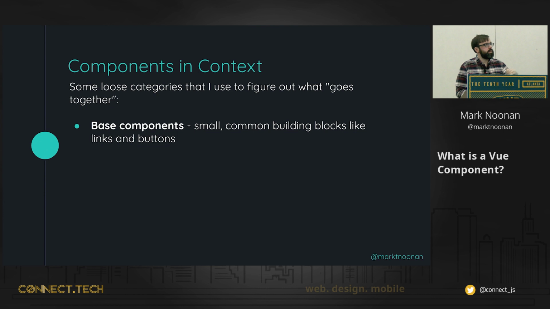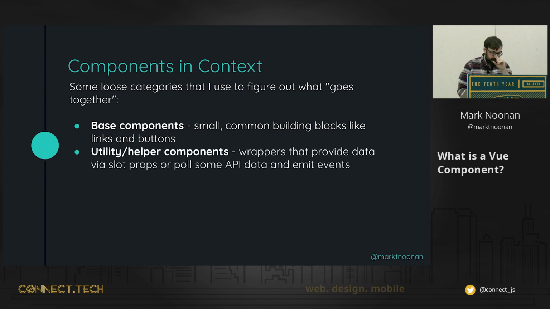I think about something that's going to be used in many variations that needs to provide a little bit of a building block, but is not in and of itself any single complicated thing. Our paragraph is probably like that. Our utility or helper components, these would be things that we might make for the API call.